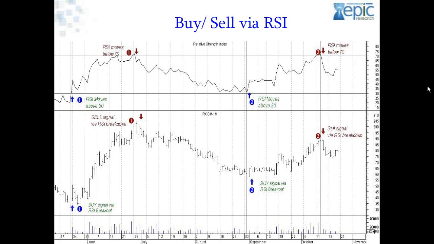So as you can see, the RSI has broken above the 30 line and it gave a buy signal. The share rose from here to here. Again it gave a sell signal and the share sold. It fell from here to here. So you can see how effective this RSI indicator is.